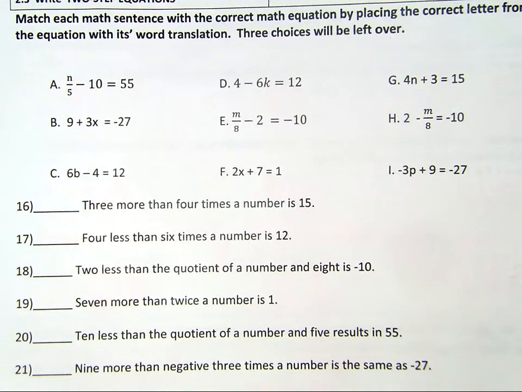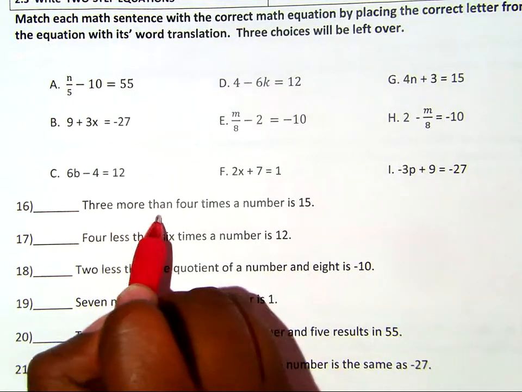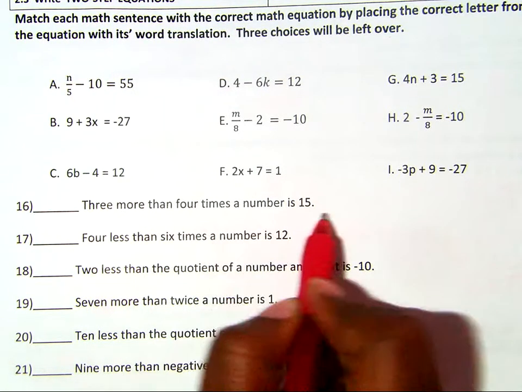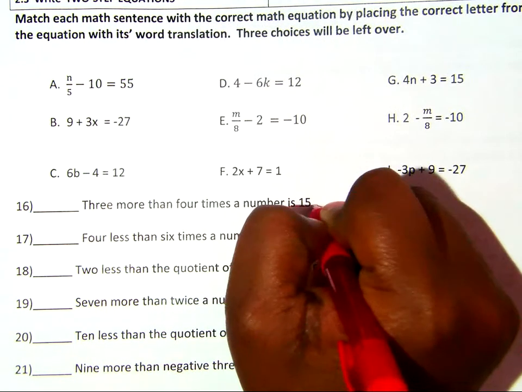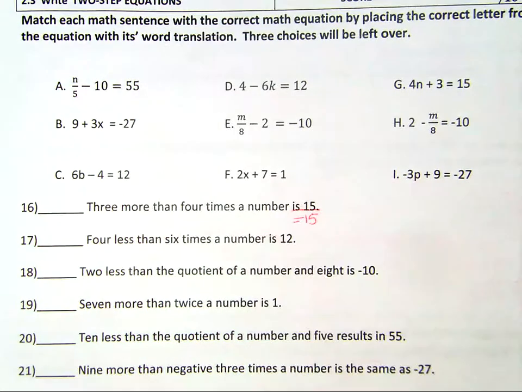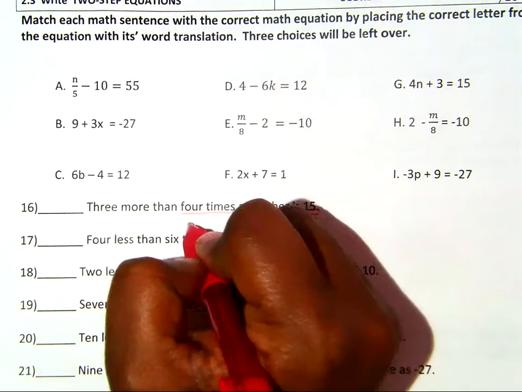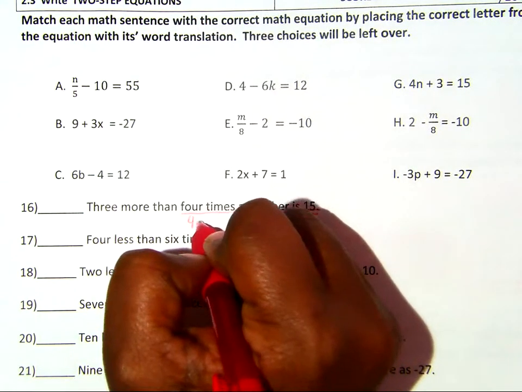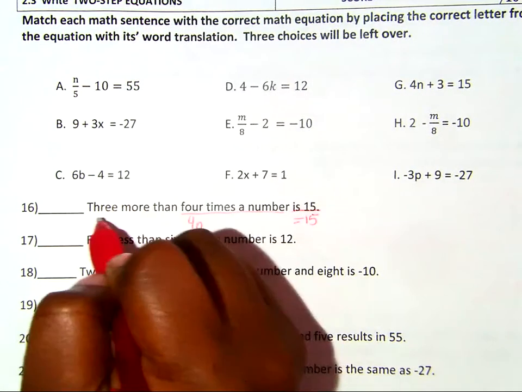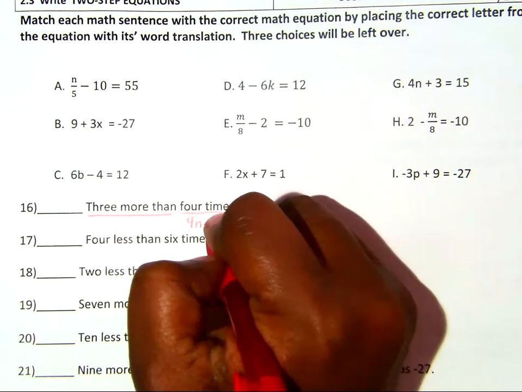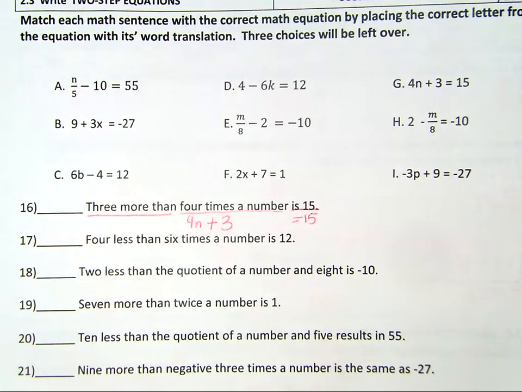16. 3 more than 4 times the number is 15. Well, I know this right here is equals 15. I know 4 times the number looks like this. 4 times the number. And it says 3 more than, which means I got to add 3. All right? So that's my first one.